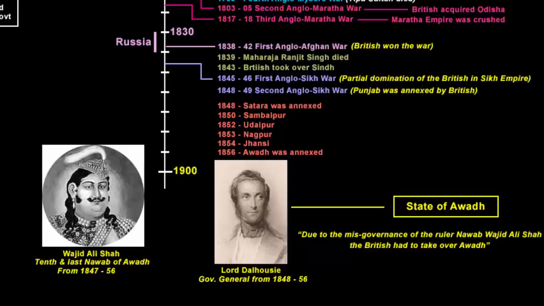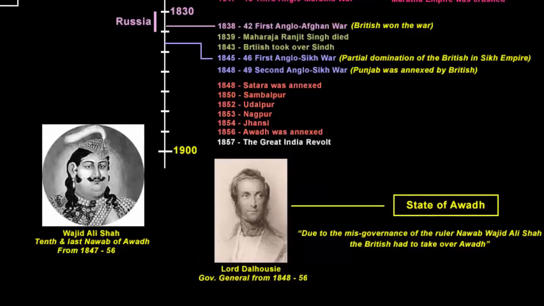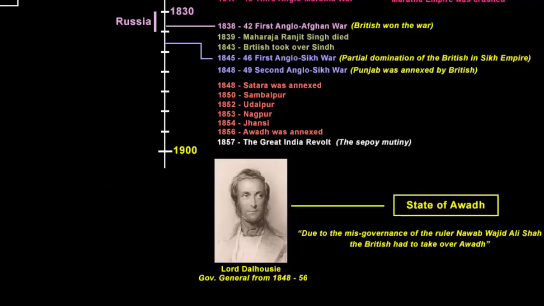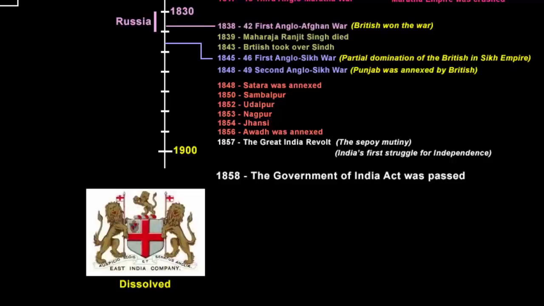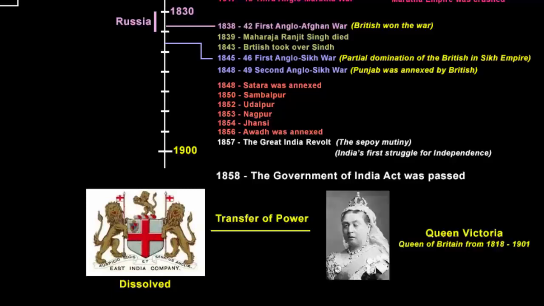Seeing this, it enraged the people of Awadh, who later joined the Great Revolt that broke out in 1857. This revolt was also known as the Sepoy Mutiny and also India's first struggle for independence. The revolt of 1857 saw the end of the East India Company's rule in India. On August 2, 1858, the British Parliament passed the Government of India Act 1858. Under this act, the company was formally dissolved and its ruling powers over India were transferred to the British Crown. In other words, from here on, the era of the new British Raj started, which lasted until the partition of India in 1947, about which we will learn in a separate video.